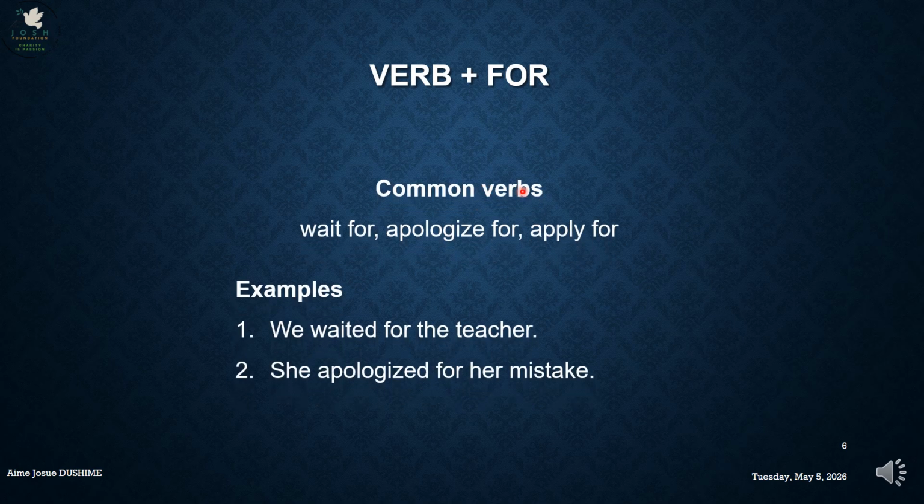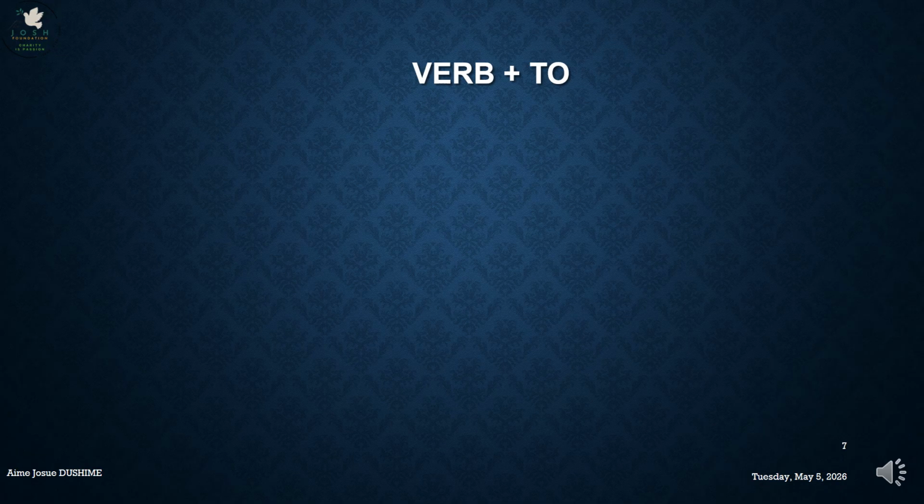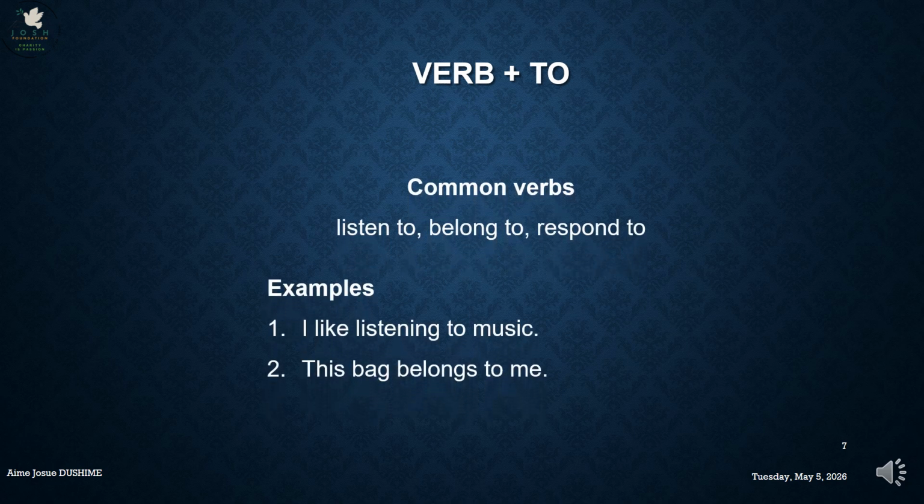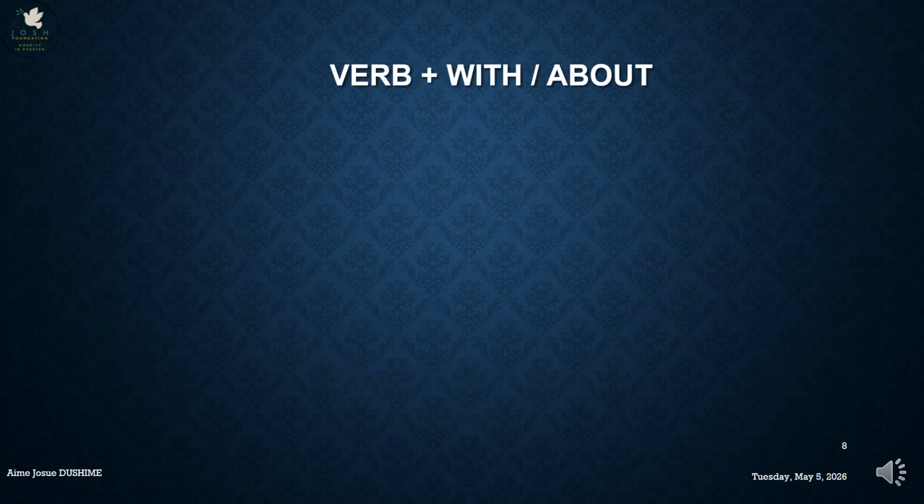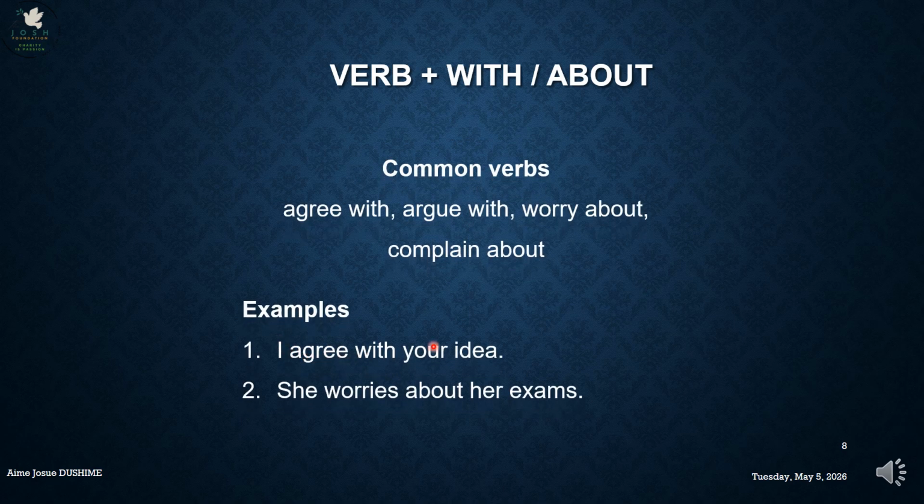We have other verbs followed by the preposition for. The common ones are wait for, apologize for, apply for. We waited for the teacher. She apologized for her mistake. How about other verbs followed by the preposition to? The common ones we have are listen to, belong to, respond to. I like listening to music. This bag belongs to me. In examples, I agree with your idea. She worries about her exams.